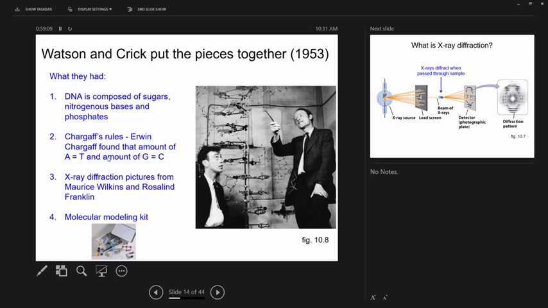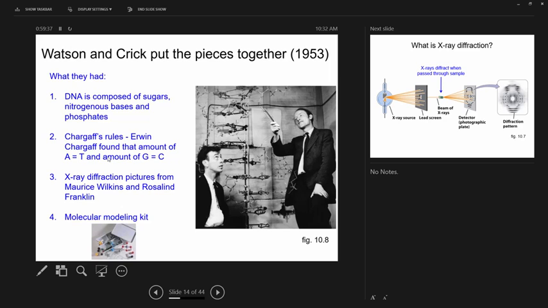So here's what they had to go on. Chemists had shown that DNA is composed of ribose sugars, so a 5-carbon sugar with an oxygen in the ring, which we'll show next time. And nitrogenous bases, so either one or two ring structures that had nitrogen and some other substituents coming off the rings. See here, organic chemistry. This is all the fun things all together.